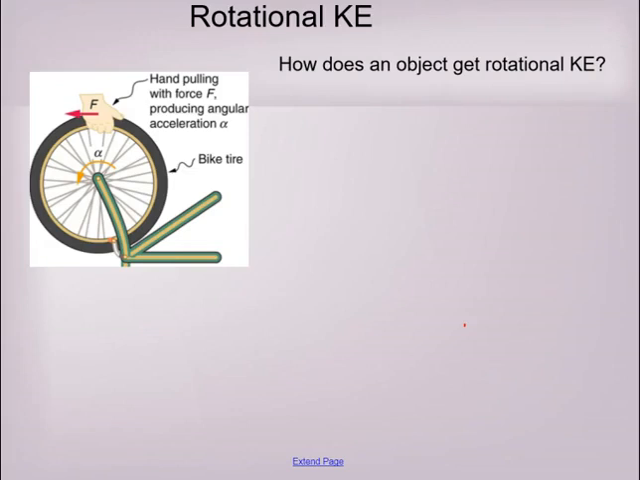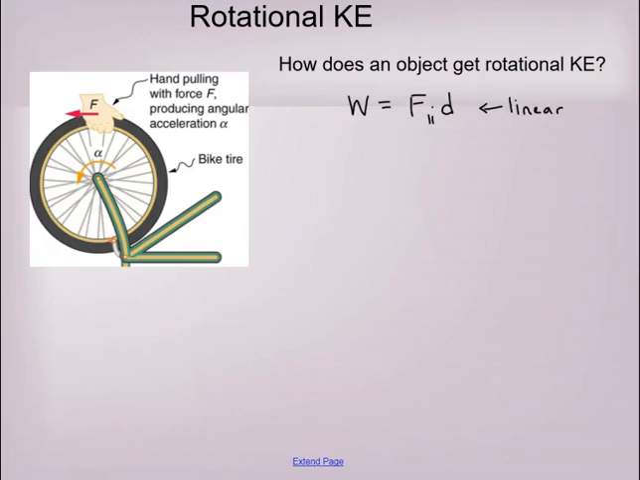How does something get rotational kinetic energy? Well, how did something get regular kinetic energy? Work had to be done. So there has to be a force parallel to the displacement, which then would give something rotational kinetic energy. For example, I have a bike wheel and somebody is pulling on the top of the bike wheel. The direction of the force is going to be the same direction as the displacement for some bit of angle. And so there's going to be work done on the wheel, and therefore it's going to gain rotational kinetic energy.